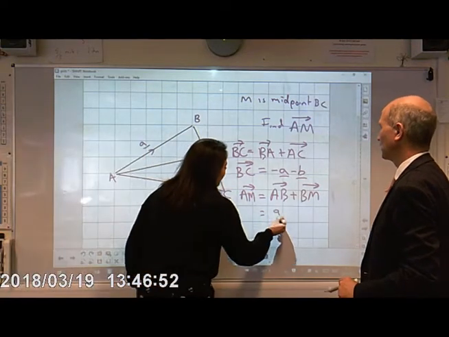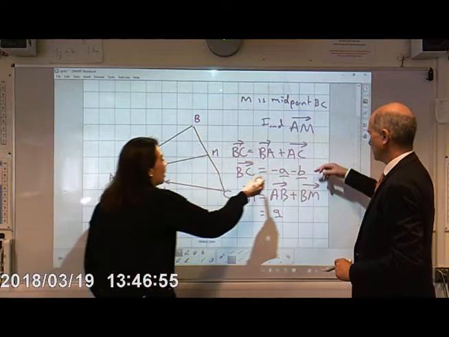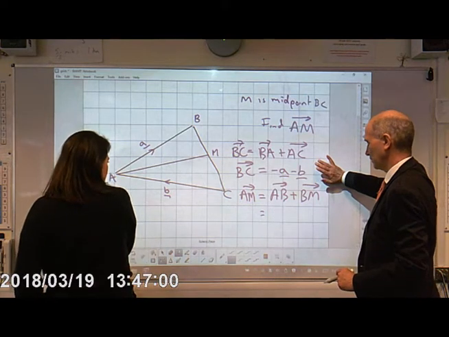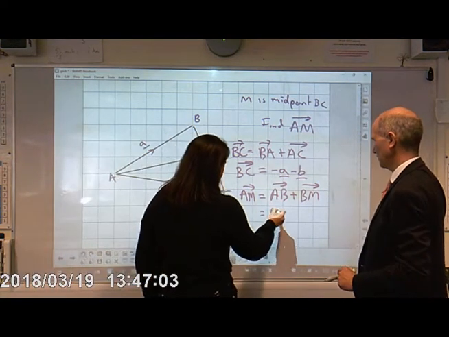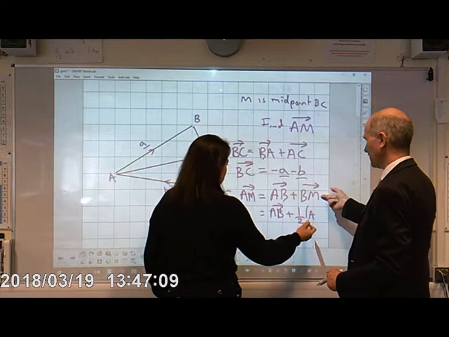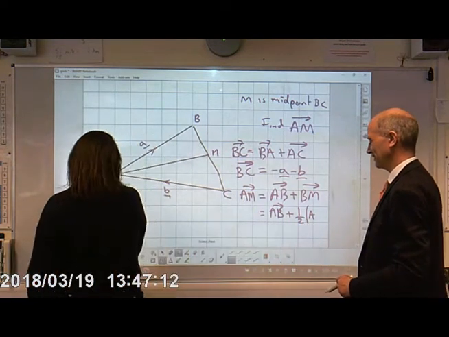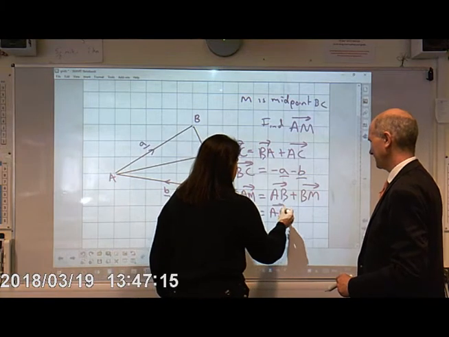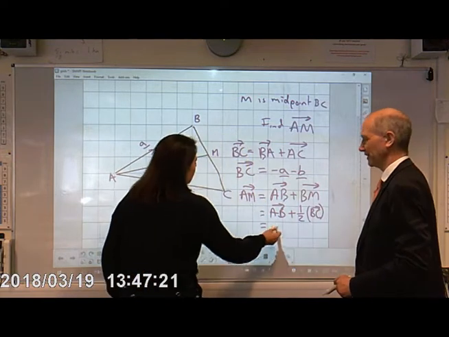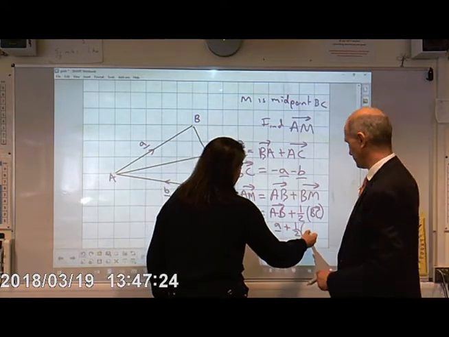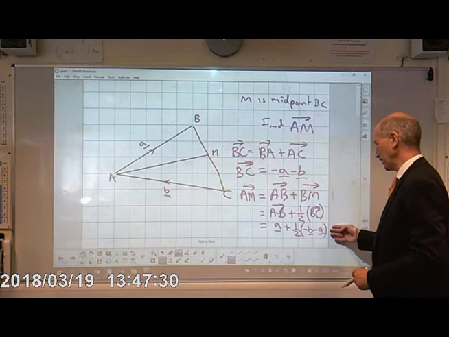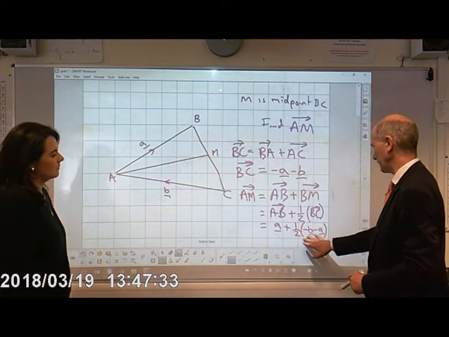A to B is A. Excellent. And then from B to M, it's going to be half of BC. Actually, I'm just going to go back. Because I think it's quite important to write that half step first. I'm being pedantic, but we like pedantic. Can we all see that? I'm going to read that. Equals A plus half and then bracket minus B minus A.